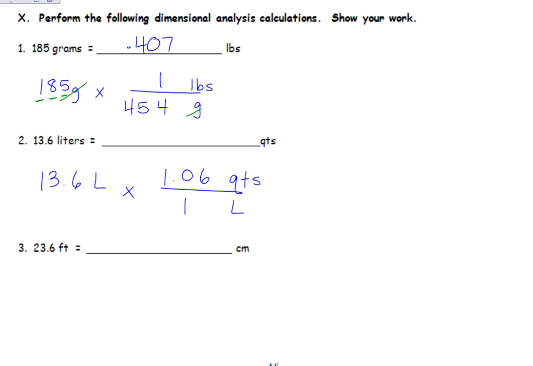So in my calculator, now I multiply. I'm going to go 13.6 times 1.06 divided by 1. Obviously, you don't have to plug that in your calculator. Liters on the top will cancel with liters on the bottom. So the only unit I have left is what I want, quarts. The first number has 3 significant figures, so I can just leave 3 in my final answer. I'm going to leave this as 14.4. And yes, that answer is reasonable. A quart is just a little bit bigger than a liter, so it should really be close to 13.6, just a little bit higher.